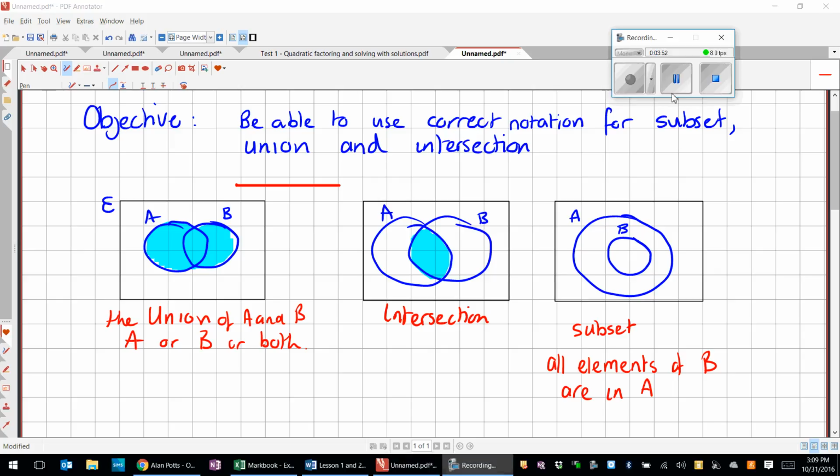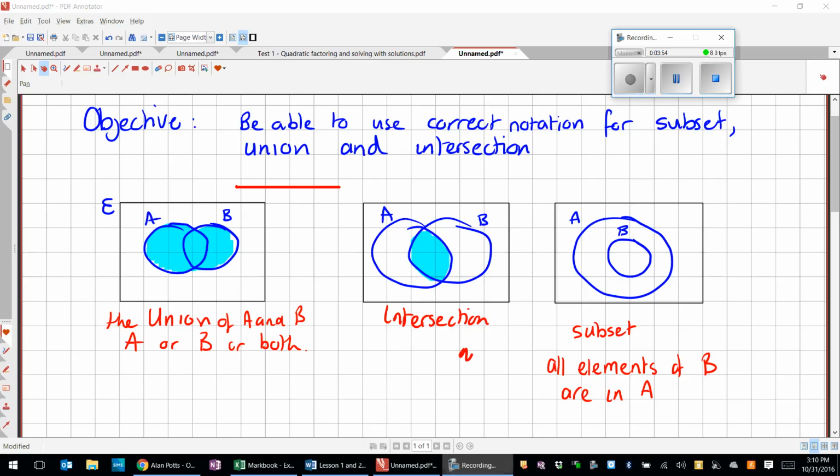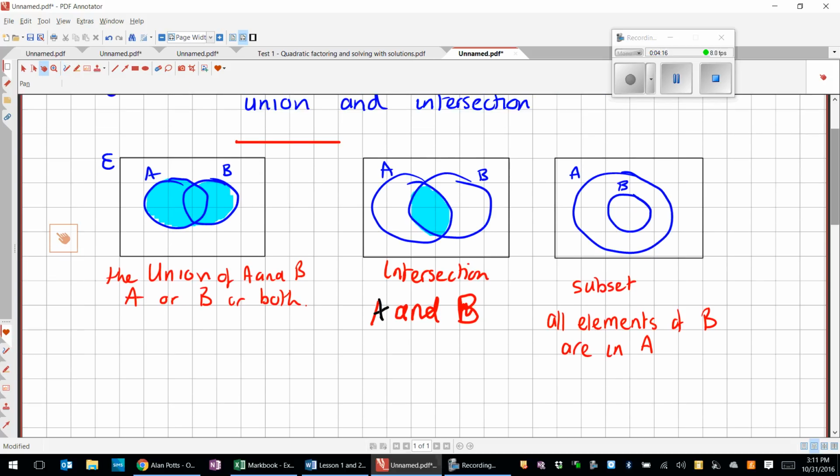So, intersection of A and B means A and B, okay? This pen changes colour halfway through. So what we're saying is, if it can be in the intersection, it can be in A and B, okay? Right. Now we have some notation for those two. I'm not moving on to subset just yet. We have some notation, so we don't have to use words all the time.